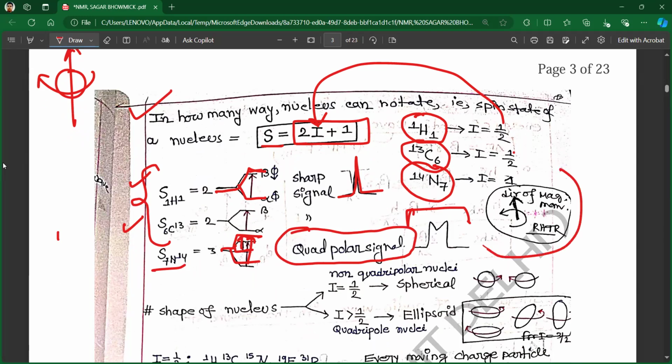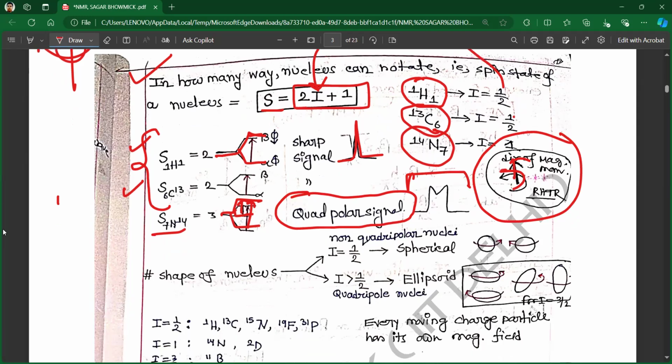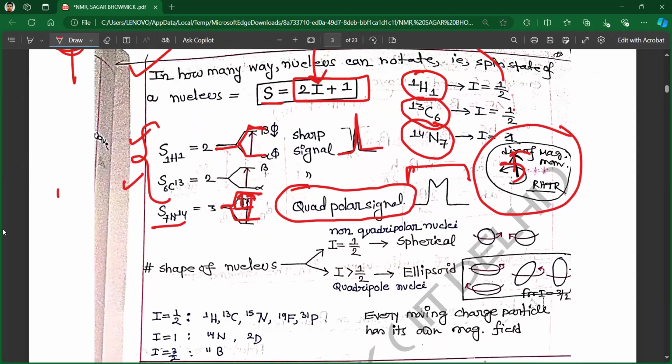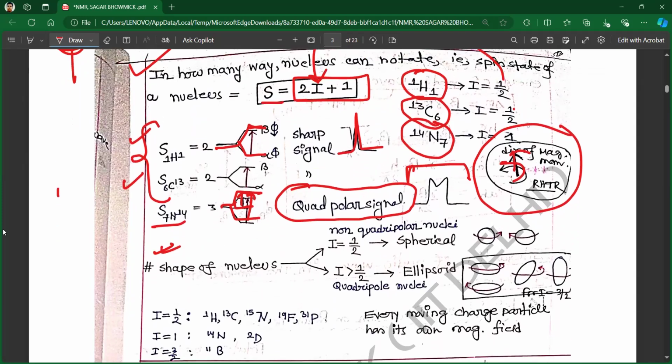Now here I have written the right hand thumb rule. If you don't understand it or if you forgot it, just Google it or search on YouTube, you will get to know. Now, shape of nucleus. Do you know that the shape of a nucleus is not always spherical? Those nuclei in which I value is half are called non-quadrupolar nuclei. This type of nuclei is spherical. If I value is greater than half, then these nuclei are called quadrupolar nuclei. The shape of this nucleus is ellipsoid, and for its ellipsoid shape, so many orientations are possible.